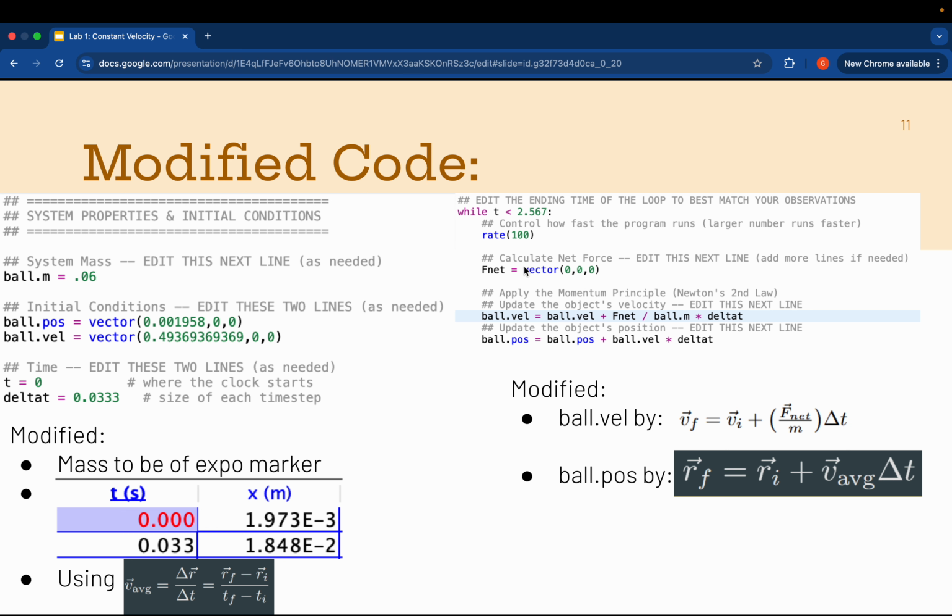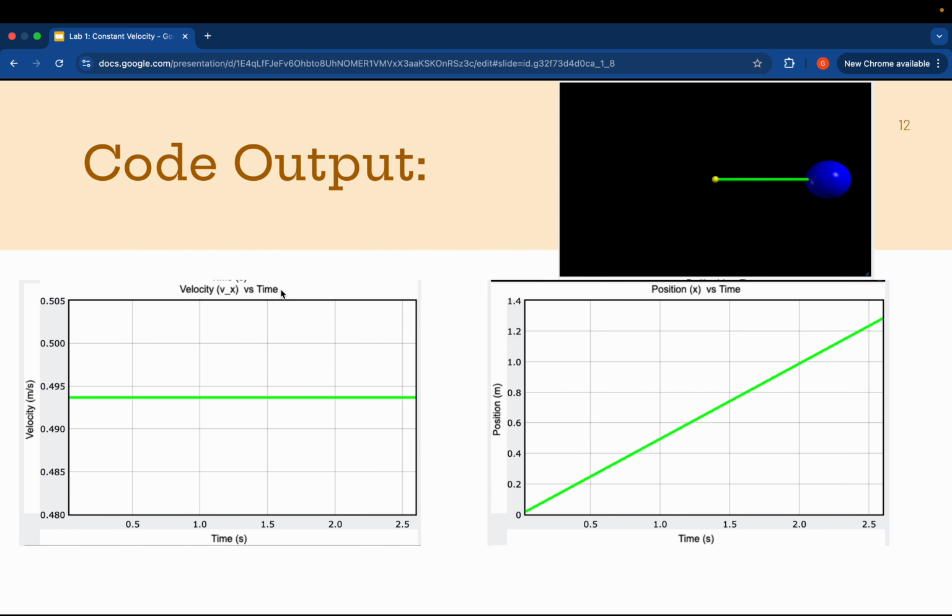F net, as stated earlier, must be the zero vector. Velocity is defined by this velocity update formula that I talked about earlier, and same thing with position. And we know that F net over m times delta T equals zero, so that gets us Vf equals Vi, which would be our constant velocity. And then our V average is the same throughout because of constant velocity, so it's just 0.494. Here we have the code output of a constant velocity of 0.494 and also a direct positive linear relationship. And this is just a visual model.